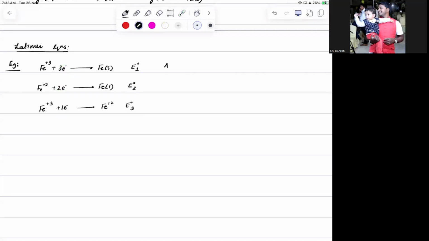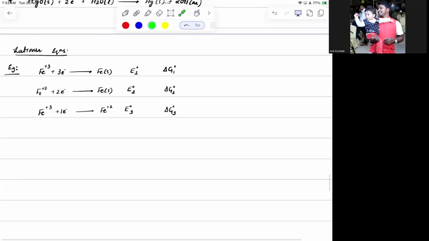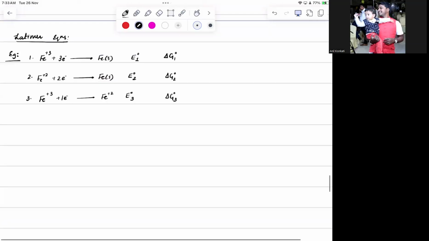But delta G is an extensive property. So delta G or delta G naught are extensive properties, so they can be added. Now, if you take these as equation 1, equation 2, and equation 3, it is clear that if I make 1 minus 2, I'll be able to get 3. Therefore, equation 3 is equation 1 minus equation 2, which implies delta G naught 3 is equal to delta G naught 1 minus delta G naught 2.